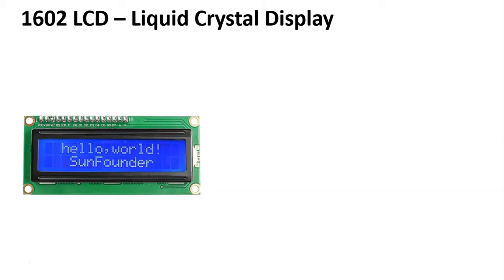In this video, I'll be going over the 1602 LCD. In case you didn't know, LCD stands for Liquid Crystal Display, as you can see here, and the 1602 stands for the 16 is 16 characters per row or line, and the 02 is basically 2 rows of text or 2 lines of text.